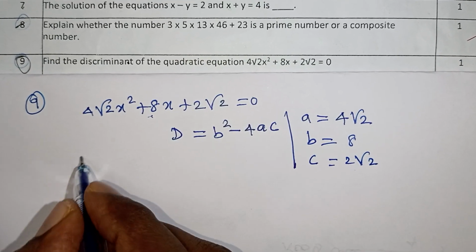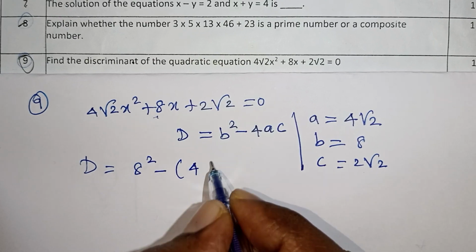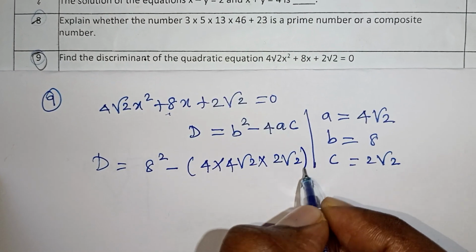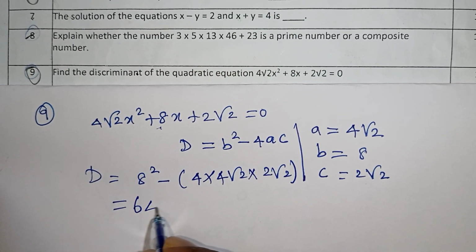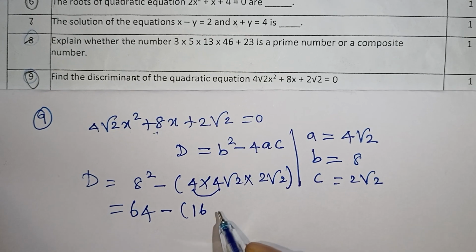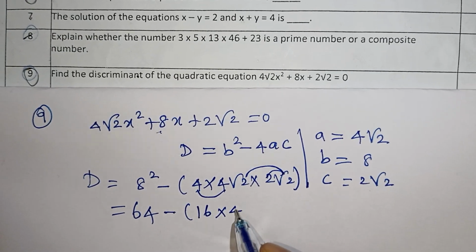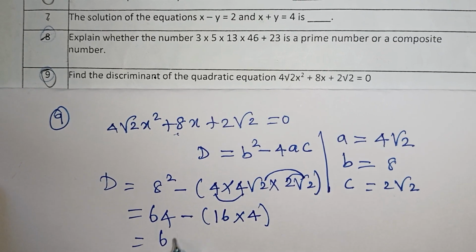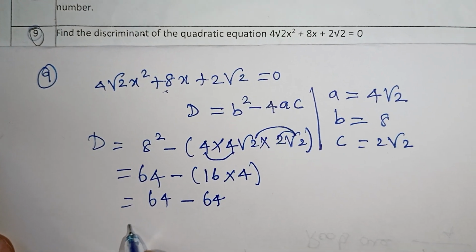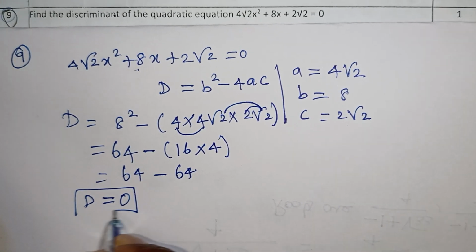Let's substitute now. Discriminant equals b squared, which is 8 squared, minus 4 multiplied by a multiplied by c. After writing, 8 8s are 64, minus 4 4s are 16, multiplied by root 2 into root 2 is 2, 2 2s are 4. So let's write it. 64 minus 16 4s are again 64. So 64 minus 64 will give you 0. So the discriminant of the given question is 0.